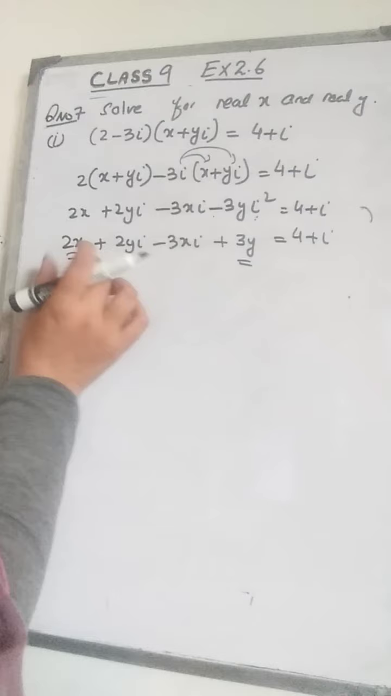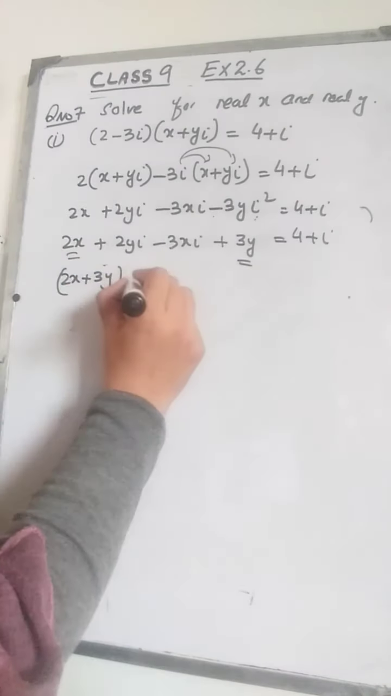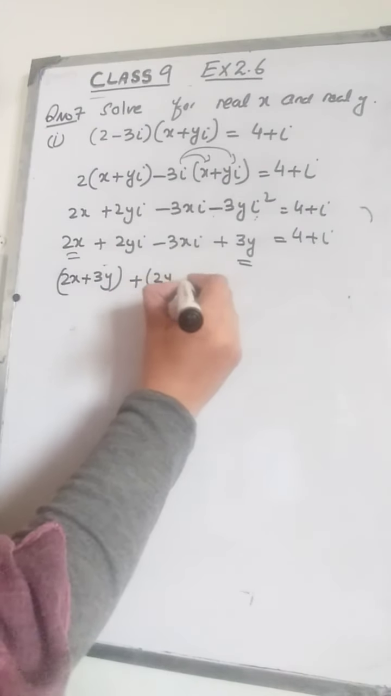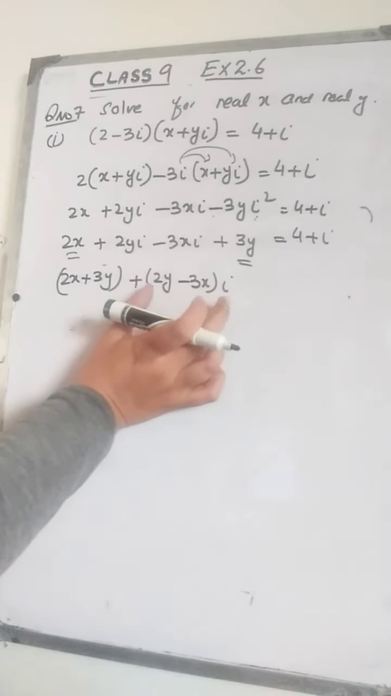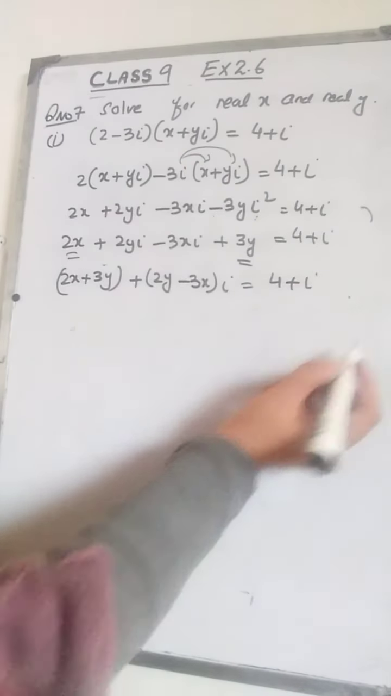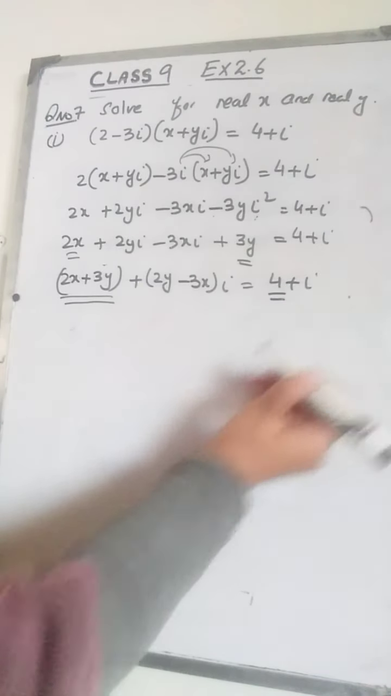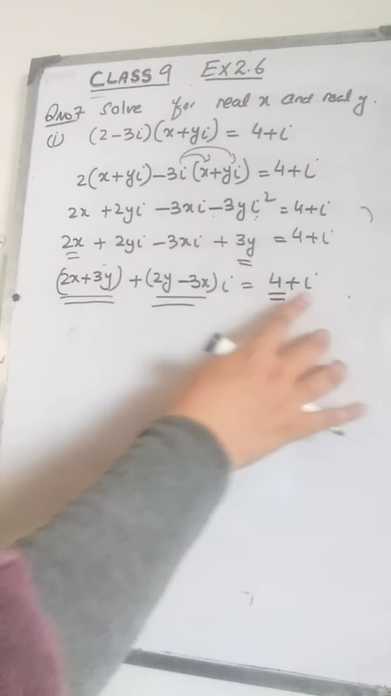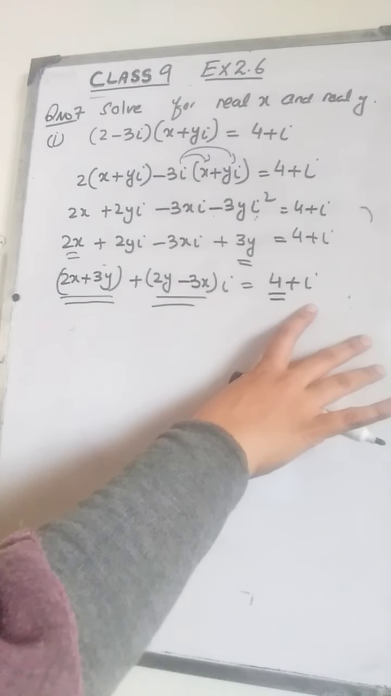Combining the real part, the terms without iota, and then the ones with iota separated by a bracket, (2y minus 3x). These are the imaginary parts. This is equal to 4 plus iota. Now on the left hand side the real part is 2x plus 3y, and on the right the real part is 4. On the left the imaginary part is 2y minus 3x, and on the right the imaginary part is 1, the coefficient of iota.